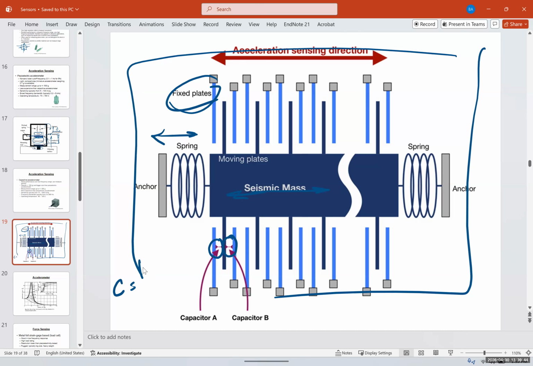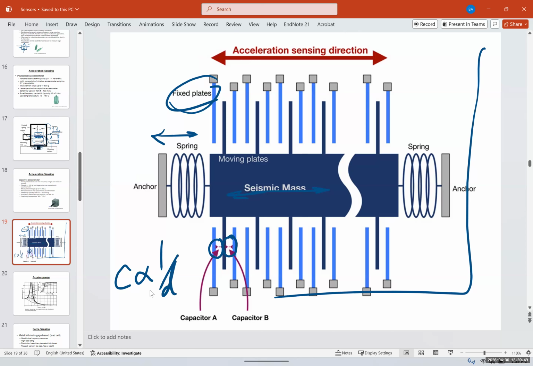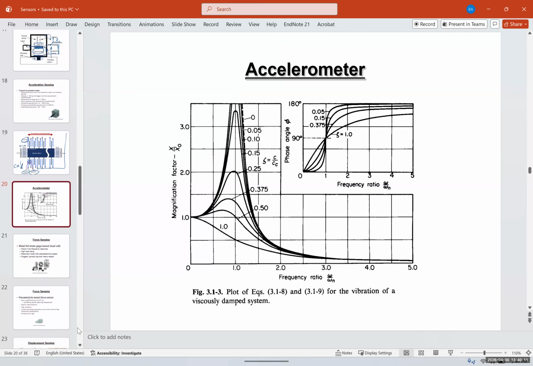So the larger the distance, you're going to have a smaller capacitance. So it has an inverse relation with the distance. Obviously, you can't change the area, but you can change the distance. So the higher the distance, you're going to have lower capacitance, and the lower the distance, you're going to have higher capacitance. So therefore, you're changing capacitances A and B. And by changing capacitances A and B, you can measure how much G-force you had and how much movement you had.